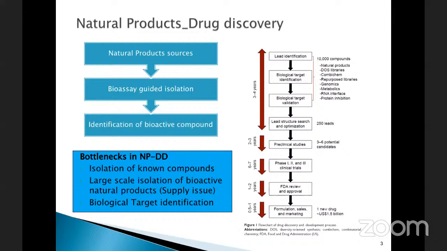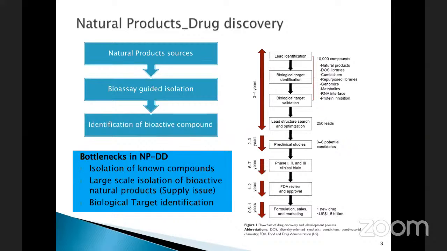So, as I told you, it's a very lengthy process, more than 12 to 15 years. If you start with 10,000 bioactive molecules, which we call leads, then you end up with one new drug. This is the general trend. Now, although this is a long process, if you are working in the natural product area, it is an even lengthier process.